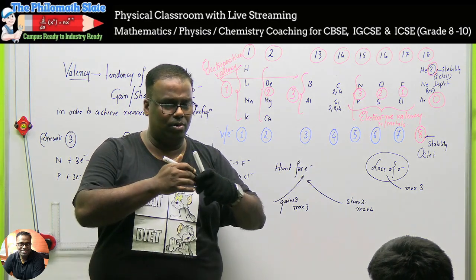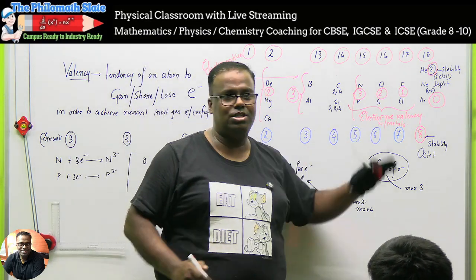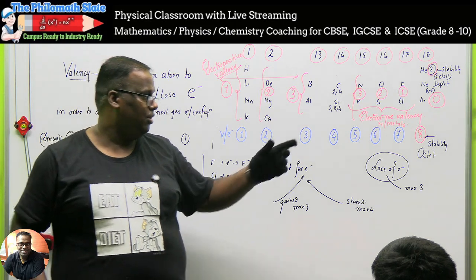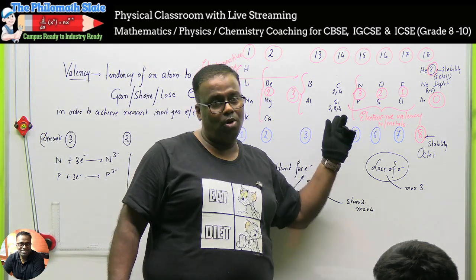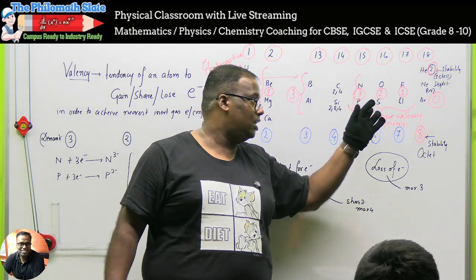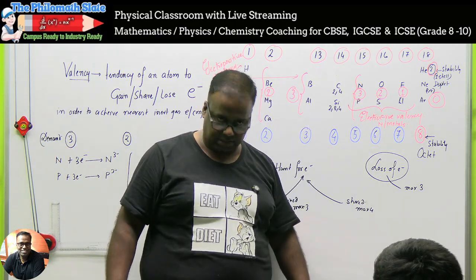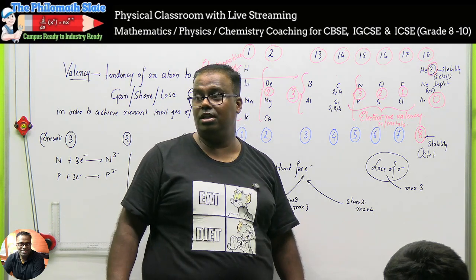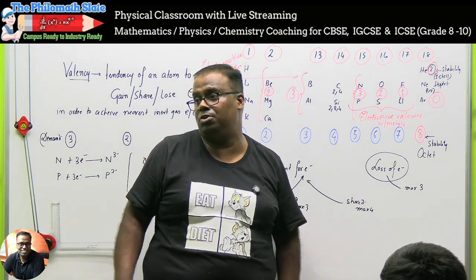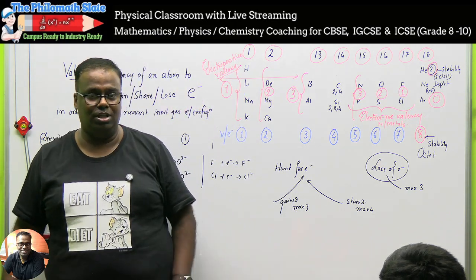Now just have a look. Carbon and oxygen. Does carbon want electrons? Yes. Does oxygen want electrons? Yes. Both of us want, and the commodity is scarce, as per economics. Scarce commodity, and both of us want.